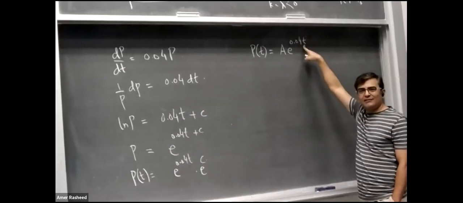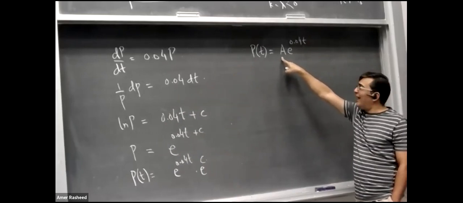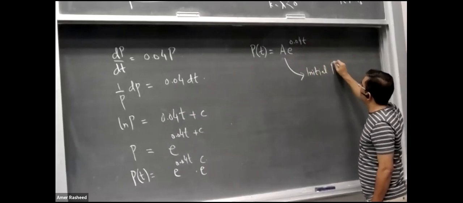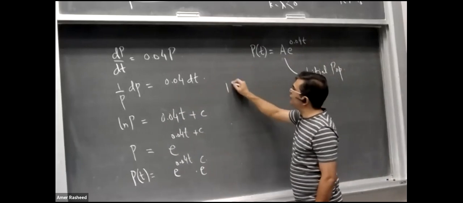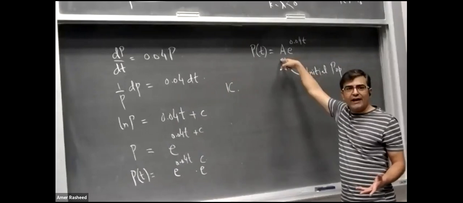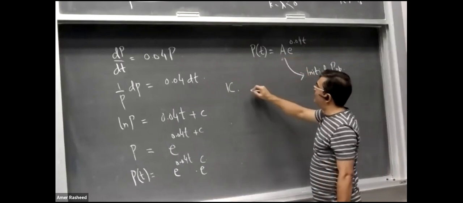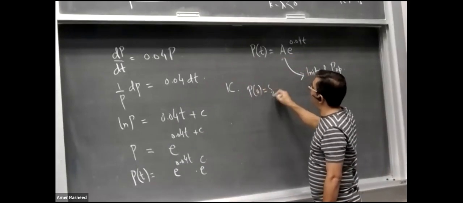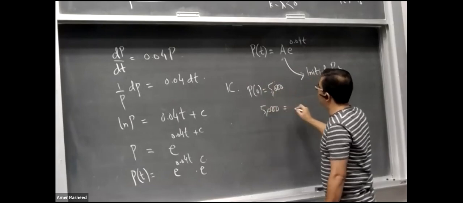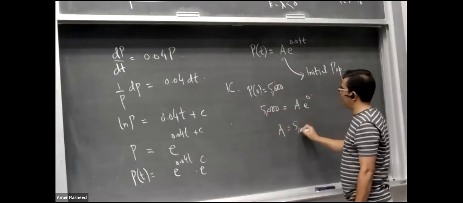When the time passes, when t is 0, we have initial condition A. So A is your initial population. We can use the initial condition here in order to get the value of A. A is an unknown constant, the constant of integration. By using P at 0 is equal to 5,000, which was given, we get 5,000 is equal to A times e raised power 0. So A is 5,000.